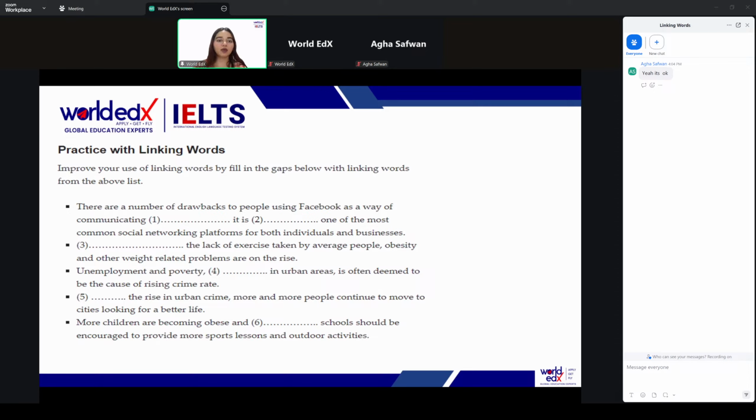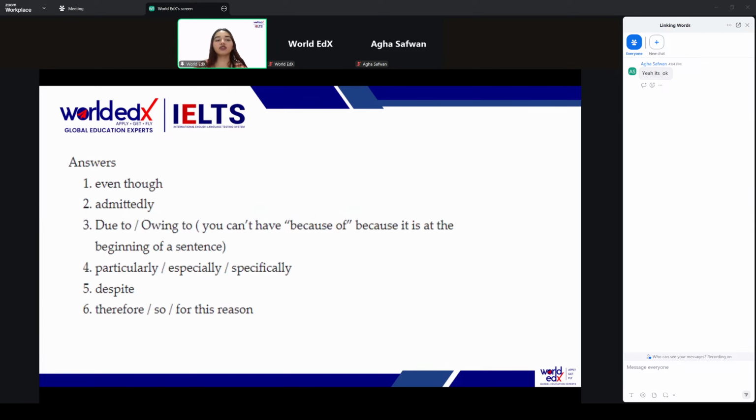All right, I will show you the answers now. So have a look. So even though, admittedly, due to, owing to, you can't have because of, because it is the beginning of a sentence, particularly, especially, specifically, despite, therefore, so, and for this reason. Again, these are the connectors. We might not have spoken about it, but generally some connectors can be used interchangeably, and again it shows the importance of connectors and the fact that you should definitely use them when you are writing the answers.